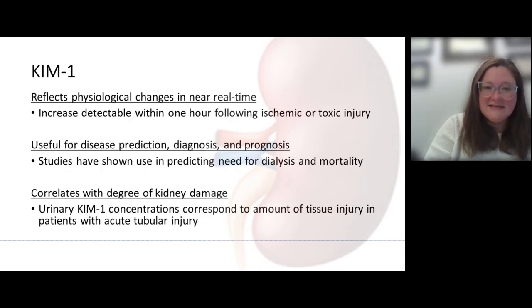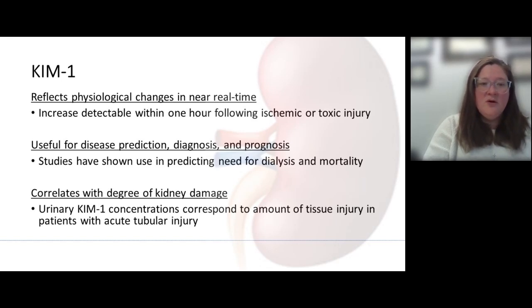Again, we're going to see a quick change in KIM1, with a detectable increase about an hour following kidney injury. Many studies have shown a benefit in predicting AKI, the need for dialysis, and prognosis of mortality. Lastly, KIM-1 has been shown to correlate with the degree of kidney damage. So that's just a quick overview of some of the more commonly available AKI markers.